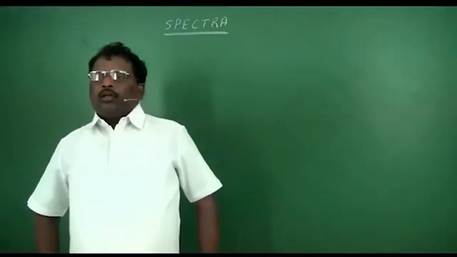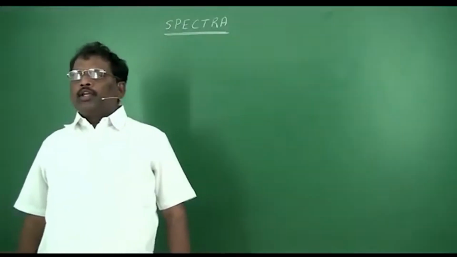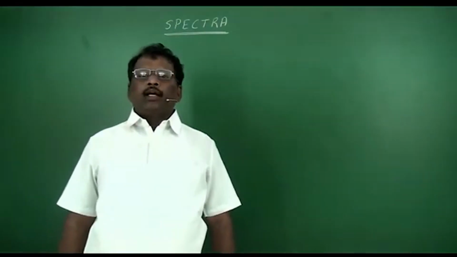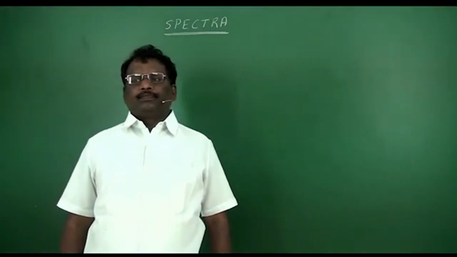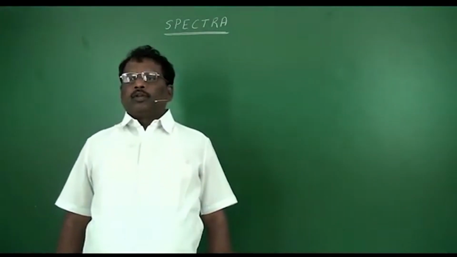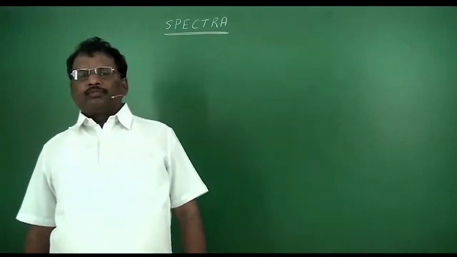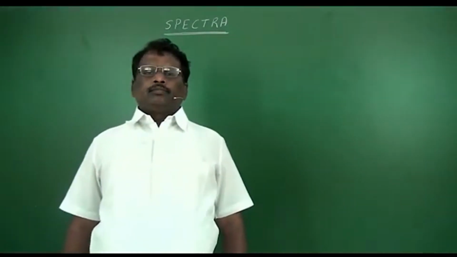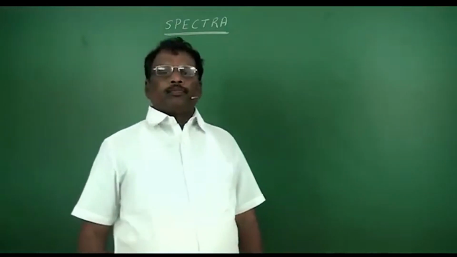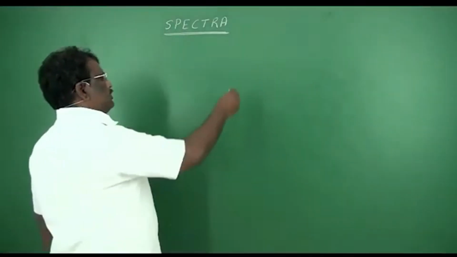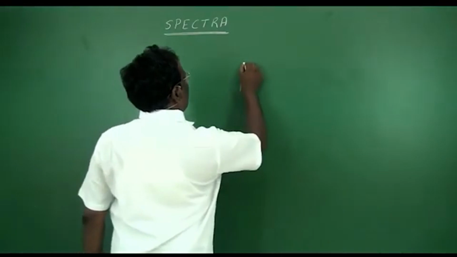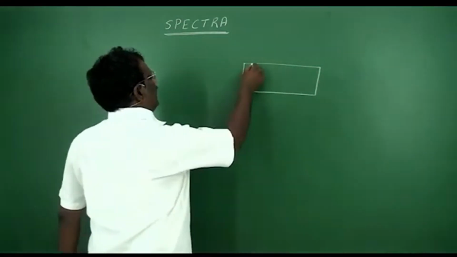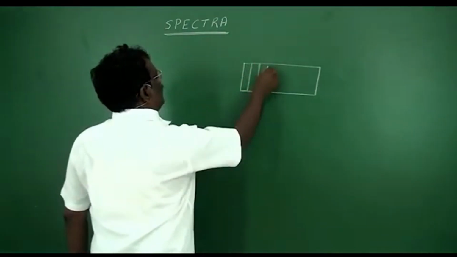Spectra. The meaning for the word spectra is a colored picture. Don't be confused. Colored picture means it is not in colors. Frankly speaking, it is just like a screen having some lines.